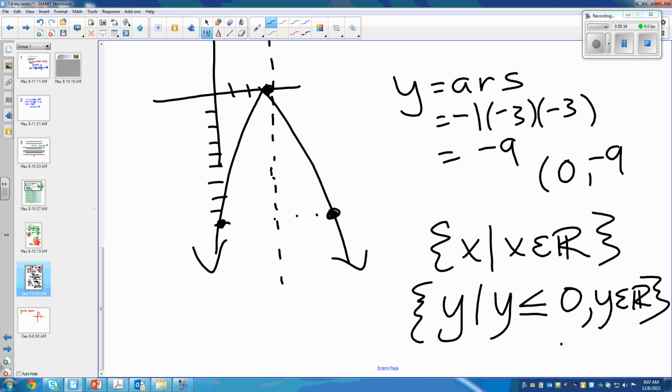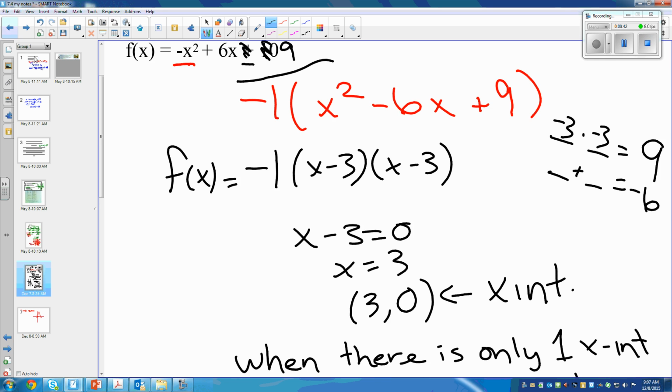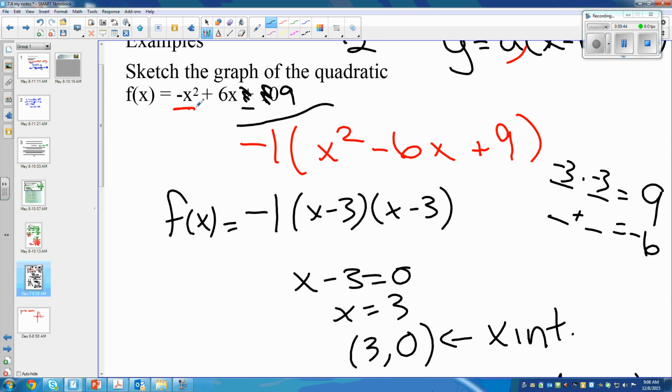If I really wanted to check my sketch, what would I do? I would head up to the top and I would type this very first one, -x² plus 6x minus 9, into my graphing calculator. Does it look like the same thing I got? Sure. Or I would go second graph and look at the tables and see if I got the same points. Okay?